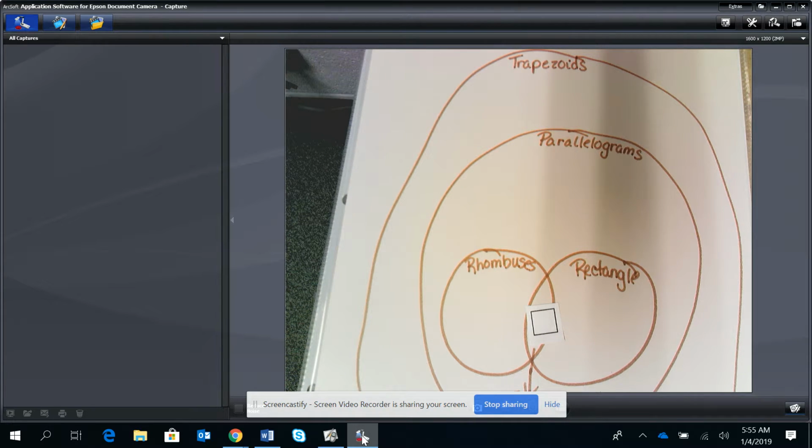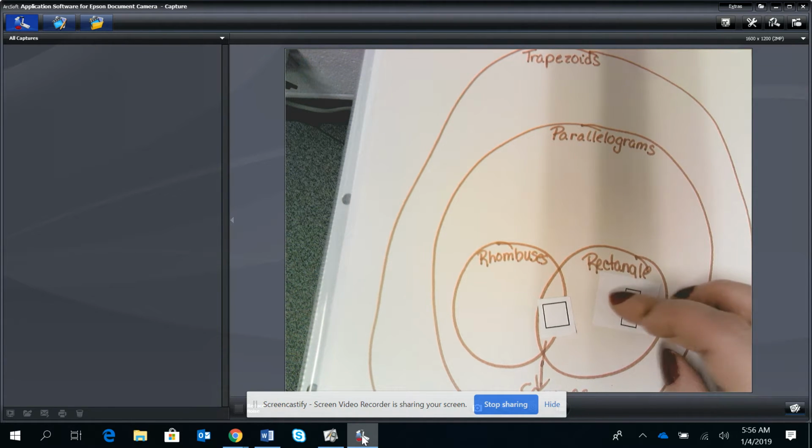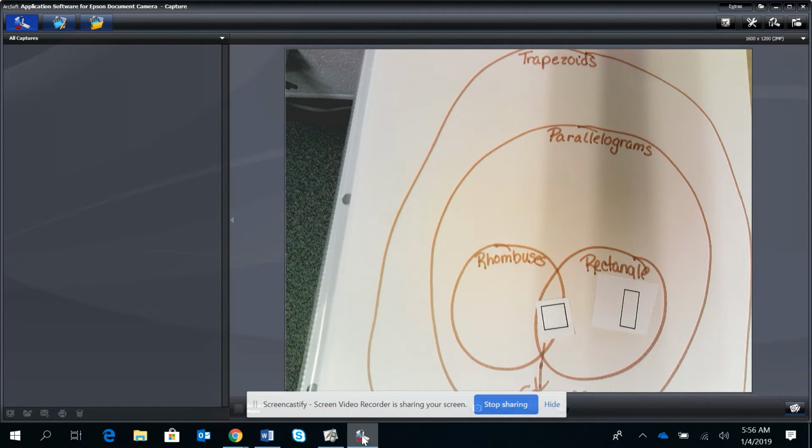I put this one with a rectangle because it has 4 right angles and it has perpendicular sides. So that means my 4 sides are 4 pairs of perpendicular sides. Each one of these that intersect down here have right angles. This is a trapezoid because it has 2 parallel lines. These lines are exactly the same distance apart.